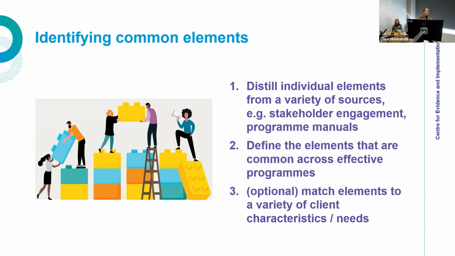So one approach that's been mentioned already is doing a systematic review, very thoroughly and rigorously looking at the literature and what that tells us. But it's important that's done in combination with other things such as stakeholder engagement, and coming back to the programme manuals themselves. You then want to define the elements and essentially set up a tally, have a look and see what are the common things that we're seeing that are cropping up across effective programmes.